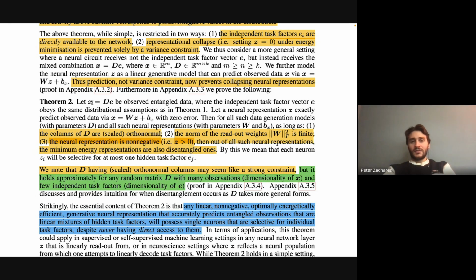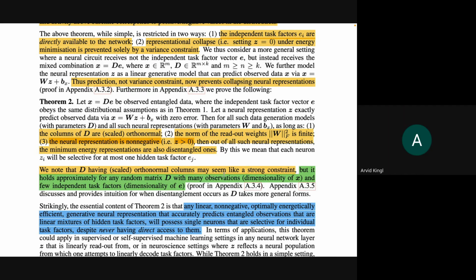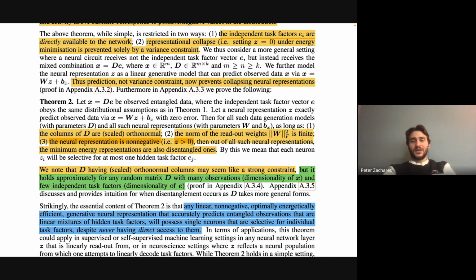They even say, we note that having a scaled orthonormal column may seem like a strong constraint, but it holds approximately for any random matrix D with many observations. Yeah, that's correct. But I was thinking, how about in practice? But anyway, this is just the theory part.